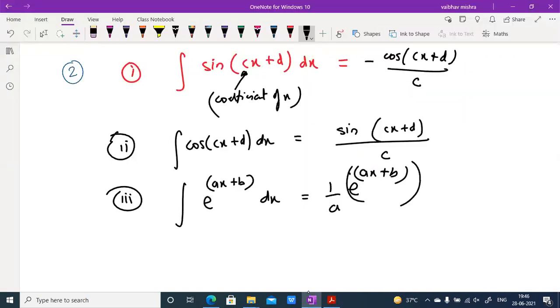Fourth, e raised to power minus x. Okay, who will tell the answer? Govind, e raised to power minus x integration.